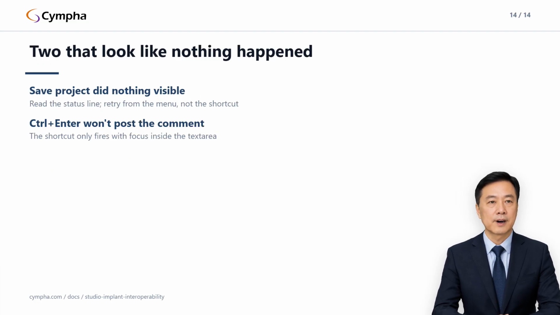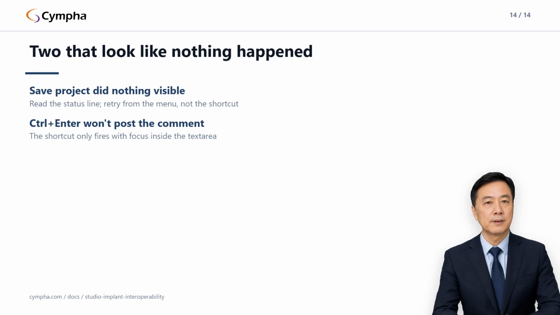Second, the design log text area won't accept Control-Enter. That shortcut is only handled while focus is inside the text area itself. If you typed your comment, then clicked somewhere else, the viewer, a model row, and then pressed Control-Enter, it does nothing at all, because outside the text area the shortcut has no meaning. Click back into the text area, then press the shortcut, or simply use the Add Comment button, which never has this problem. Neither of these is a data loss situation, but both waste 10 minutes if you don't know where to look.